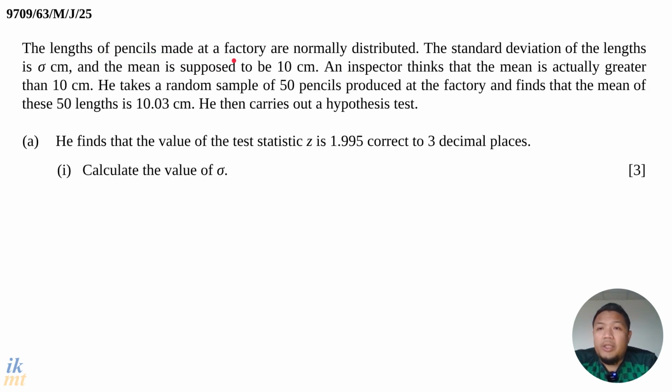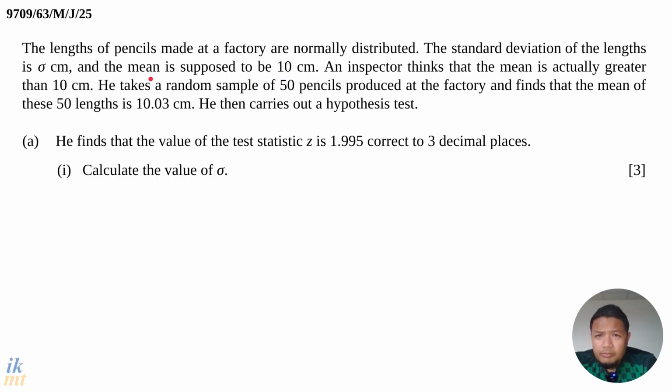Some of the assumptions we can make is that, since this is a factory, there are a lot of pencils, right? Although we already have this information, normally distributed lengths. And here, this is the claim. The claim is that the mean is supposed to be 10 cm. This is not going to be important for this question. However, it's going to be important later.